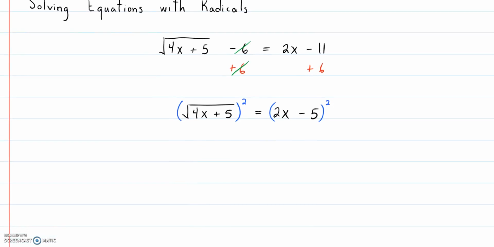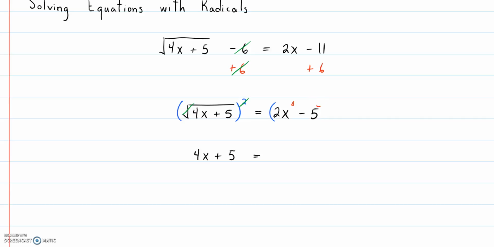Alright, so on the left side, this should be pretty straightforward. The square root and the square are going to undo each other, and so all we're left with is 4x plus 5. Now here we have to be very careful on the right side. Don't be tempted. A lot of students are tempted to say, oh, 2x squared, 5 squared, and then they're done.